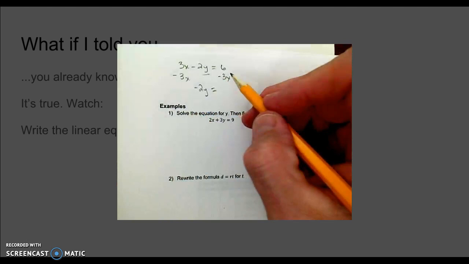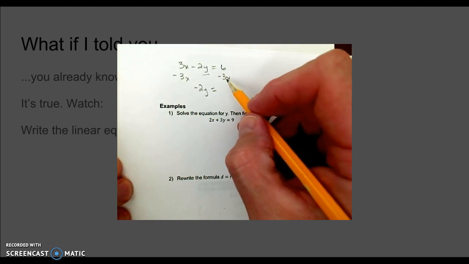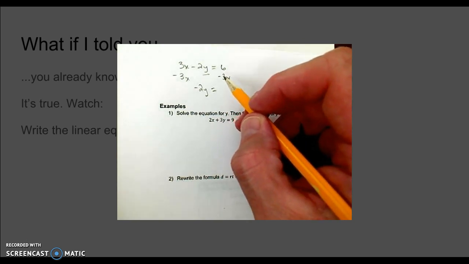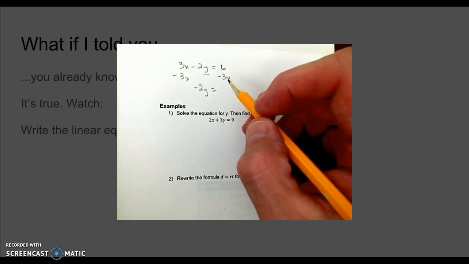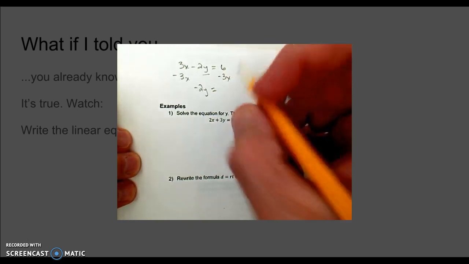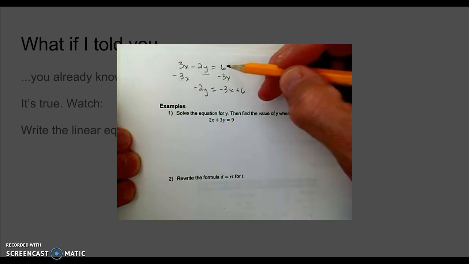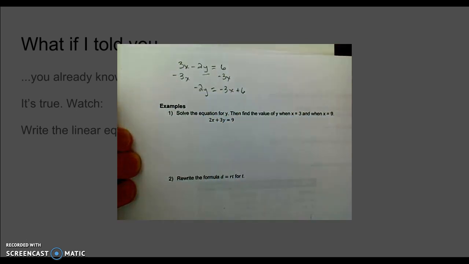I step carefully here. The convention in algebra is that we write terms in what's called standard form, so the highest degree term is written first, meaning the variable term comes before the constant. So negative 3x plus 6, even though this side looks like it should be 6 minus 3x.